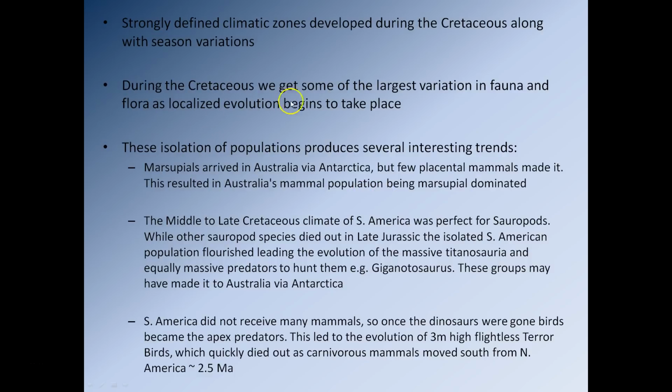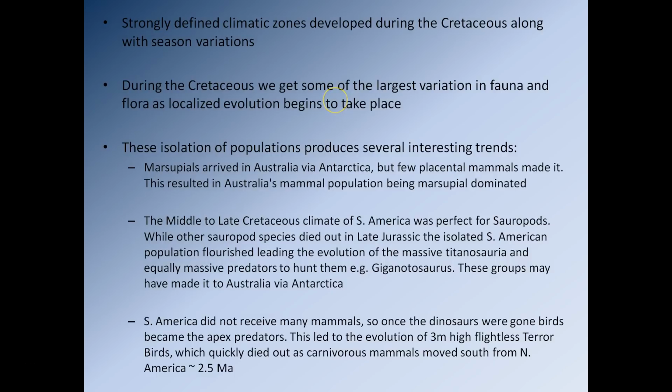So during the Cretaceous, we get some of the largest variation in fauna and flora as localized evolution begins to take place, because we begin to get areas of the globe that start to get a lot colder in winter, have much wetter, grayer summers, and so all of a sudden tropical plants cannot exist in those environments, and so plants begin to specialize to be able to live under the new conditions.